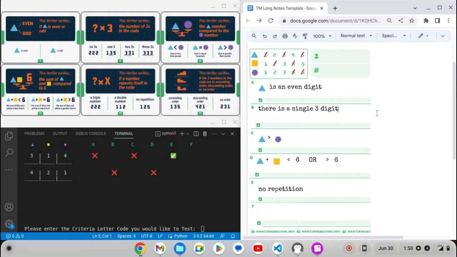Okay, so very interesting. So what if I chose 3 for square? Well, we would have less than 5 or greater than 5, or sorry, less than 6 or greater than 6.